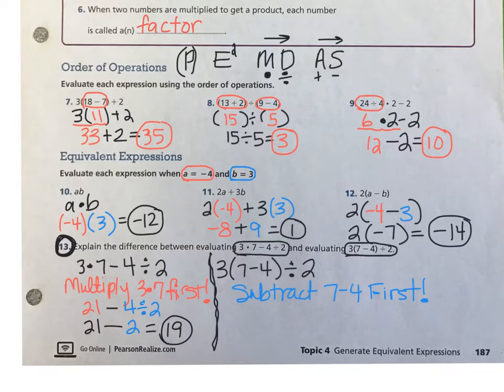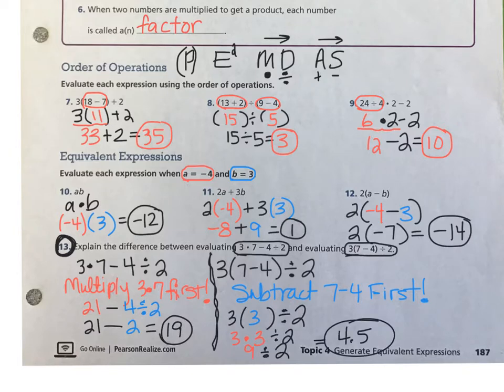And in fact, by following the order of operations, you next have to do 4 divided by 2, which results in 2, and then 21 take away 2, that subtraction is your last step, and you end up with an answer of 19. Now let's see what happens in the second expression when you have to subtract the 7 take away 4 first.